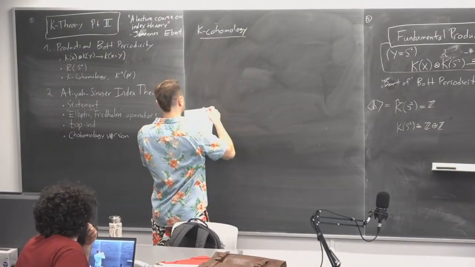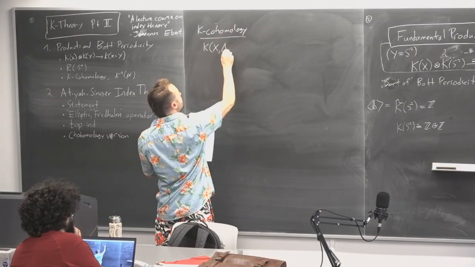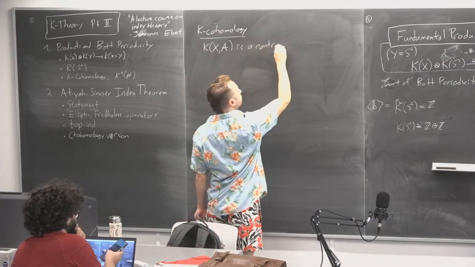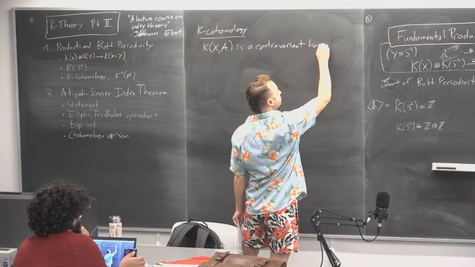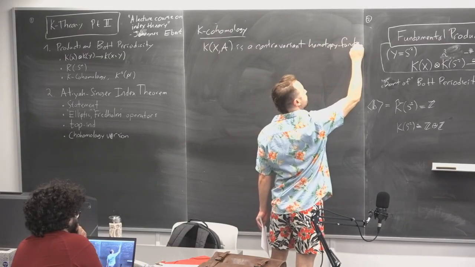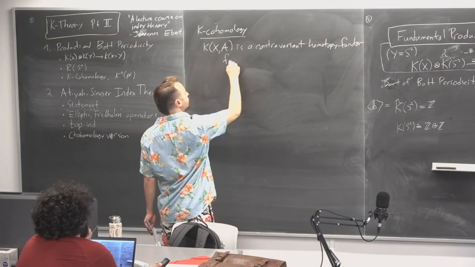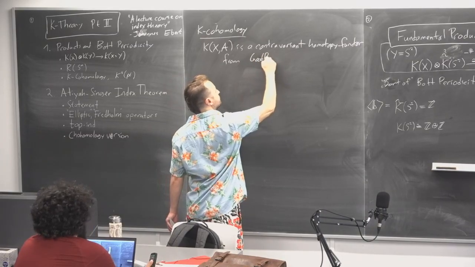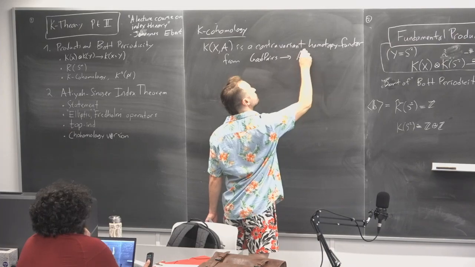So K of X, A is a contravariant homotopy functor. If you have a homotopy of good pairs, then it preserves the value, from good pairs to abelian groups.